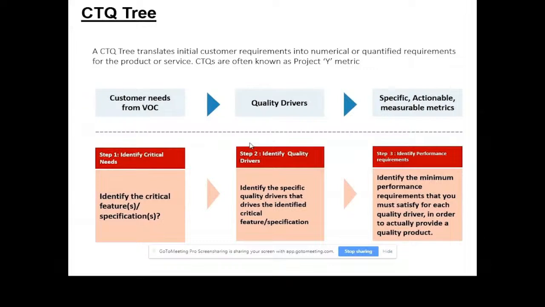So there's a way of converting a VOC into a CTQ. Again, it's only a concept right now. There's a 3-step process that we have tried to define. One is identify the critical need. If you get the VOC from the customer, you need to identify the critical need of the customer. Then identify the specific quality driver that drives the identified need, or the critical feature or specification. And then the CTQ with a specific, actionable and measurable metric. So I will move ahead.